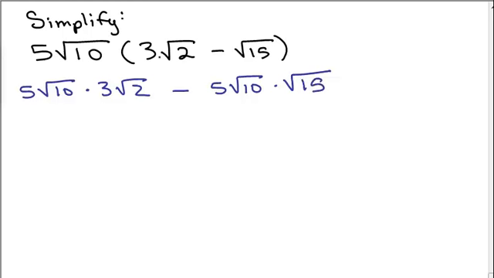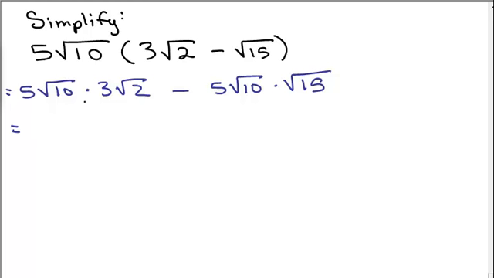Now, by the way, order of operations says to simplify inside the parentheses first, but since square root of 2 and square root of 15 aren't the same square root, I can't subtract those two. Okay, so that's why my next step is to do multiplication, which is the distributive property in this case. Okay, so now we're going to multiply each of these.